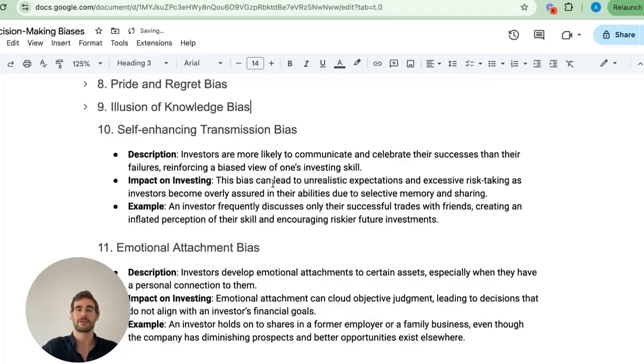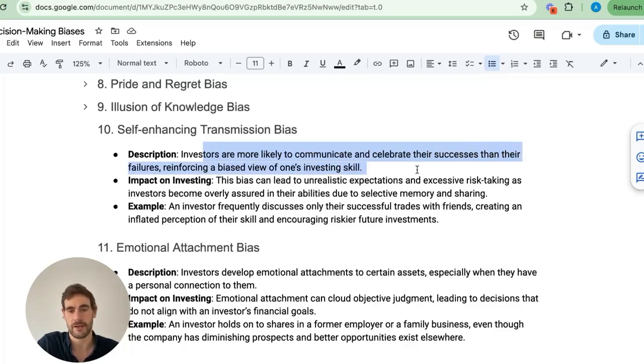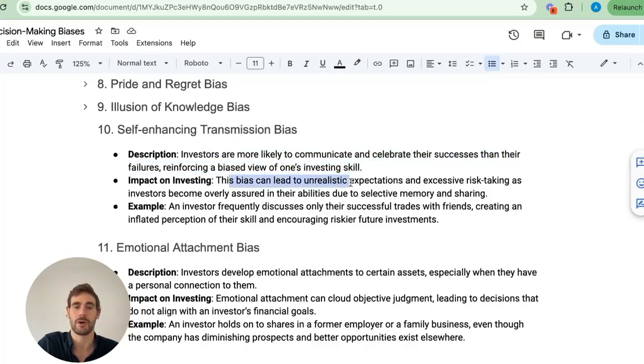It's self-enhancing transmission bias. A fancy description of the phenomenon of I brag about all my wins, but okay. Here it occurs when investors are more likely to communicate and celebrate their successes than their failures, reinforcing a biased view of their investment skills. This bias can lead to unrealistic expectations and excessive risk-taking, as investors become overly assured in their ability due to selective memory and sharing. An example is when an investor frequently discusses only their successful trades with friends, creating an inflated perception of their skills, encouraging riskier future investments.